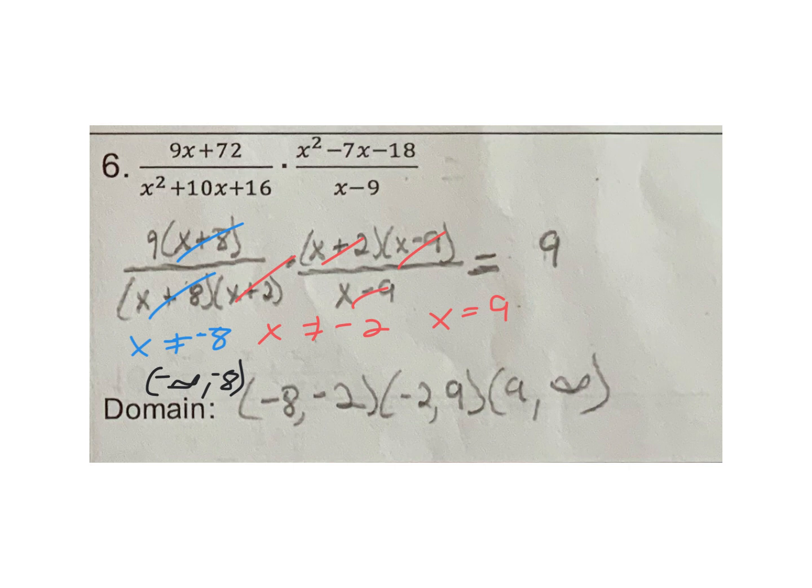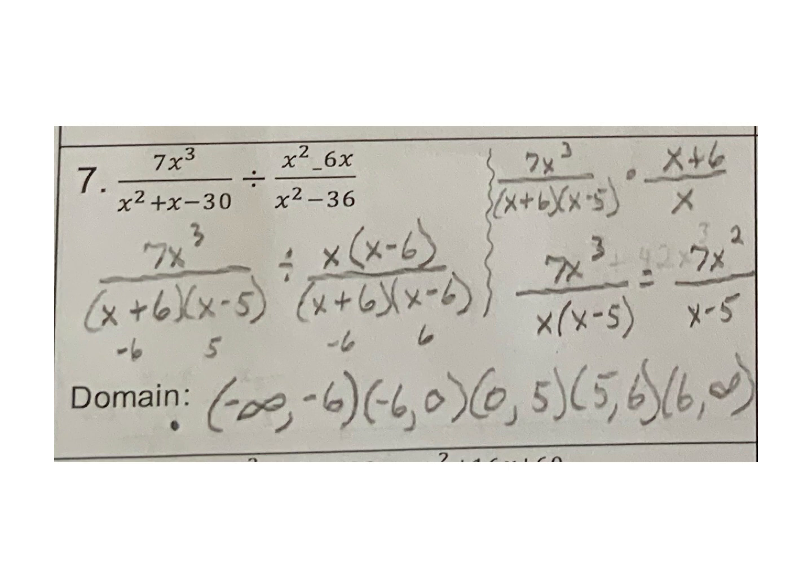All right, let's take a look at number 7. Okay, so this one's a little bit different. This is a division problem. And we know that when we're dividing by fractions that we actually multiply by the reciprocal. But the first thing that I did is I simplified everything beforehand, and I rewrote it. So we have 7x cubed over x plus 6 times x minus 5, divided by x times x minus 6 divided by x plus 6 times x minus 6.